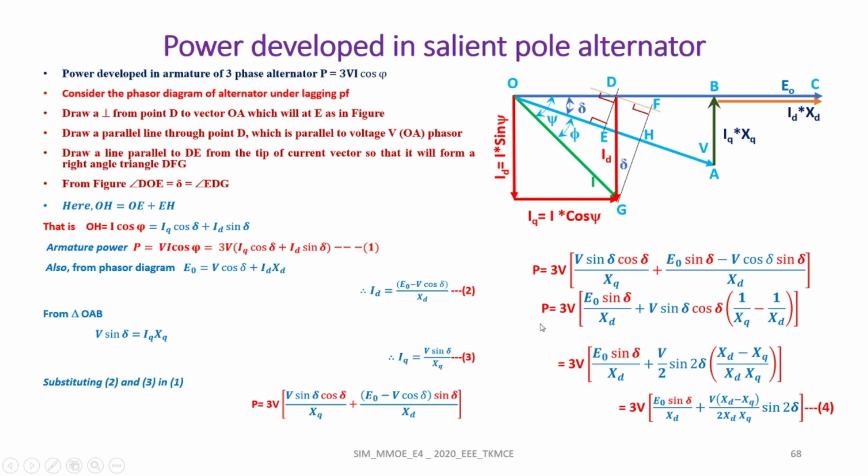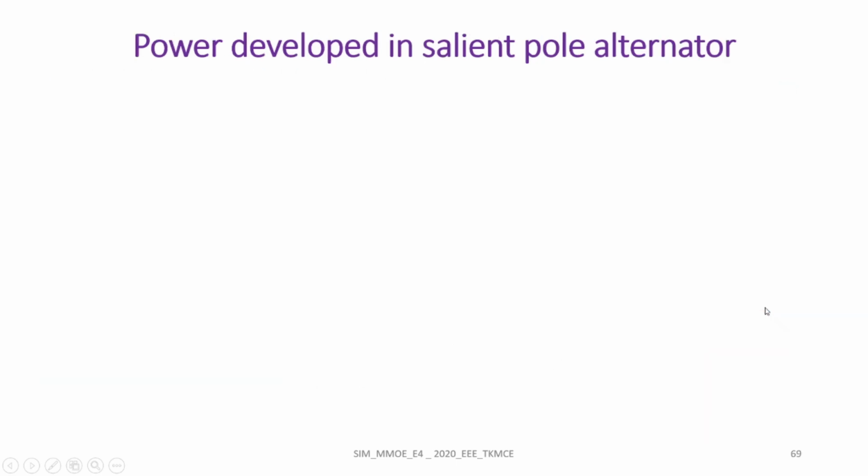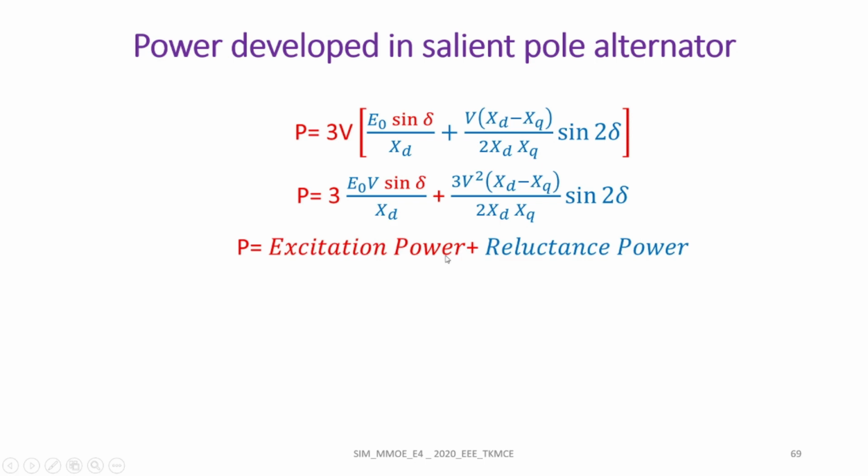In this equation we can see there are two parts. The first part is 3V E0 sin delta divided by XD. This power component is known as excitation power. And the second part, that is 3V square sin delta cos delta into 1 by SQ minus 1 by XD, is known as reluctance power. Reluctance power is coming due to saliency, due to the variation of air gap. If XD is equal to SQ, this component won't be there, the reluctance power component won't be there.